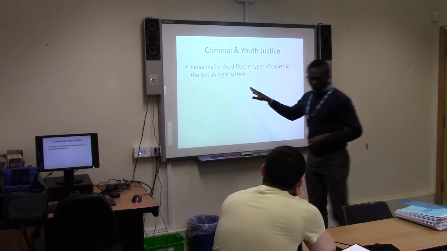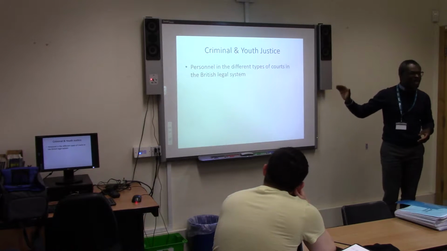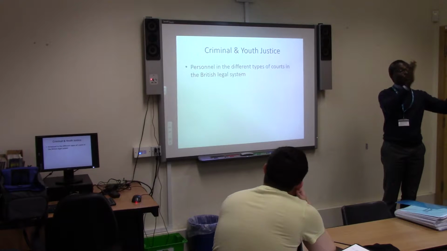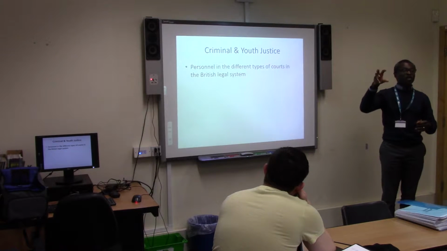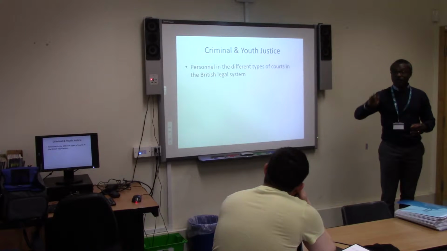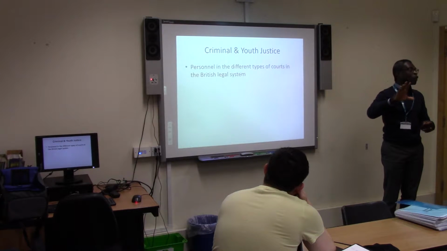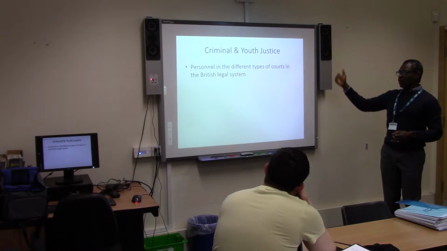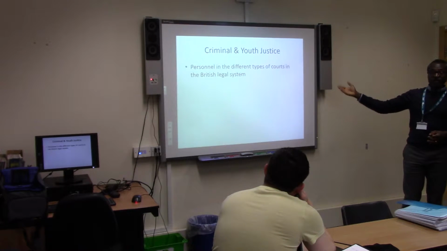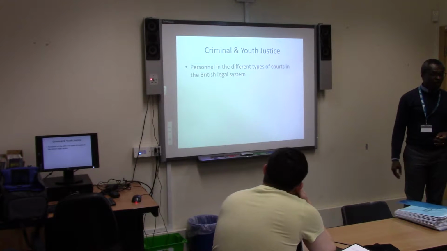Right, the next bit's quite important, so court personnel. So again, you're dealing with the two streams of courts, so civil courts, criminal courts. Take them one at a time. Start with the lowest, identify the types of judges that deal with the magistrates' court or the county courts, and then move up the hierarchy and talk about the main judges in the Supreme Court and so on.